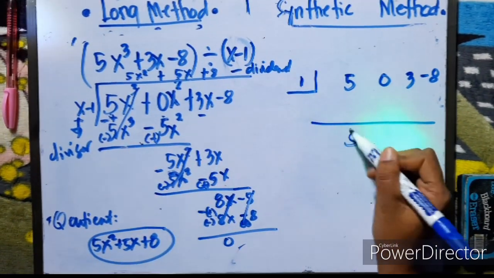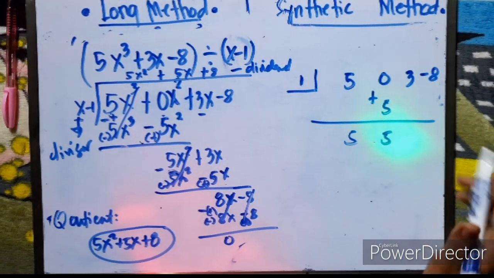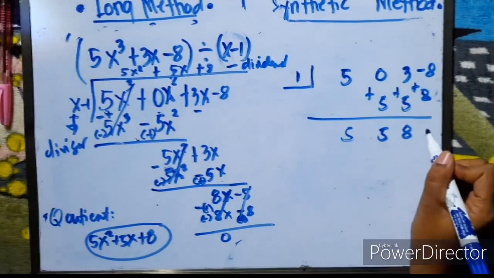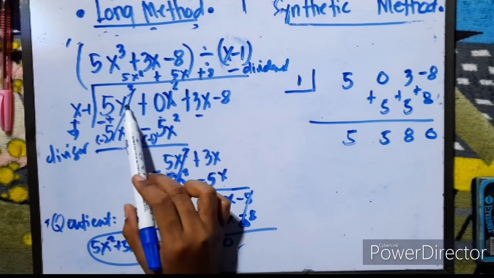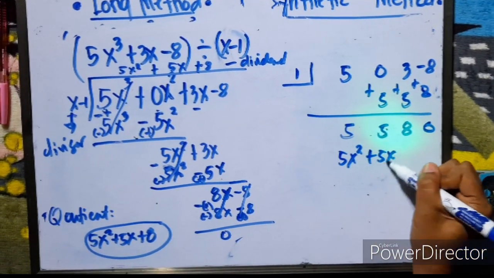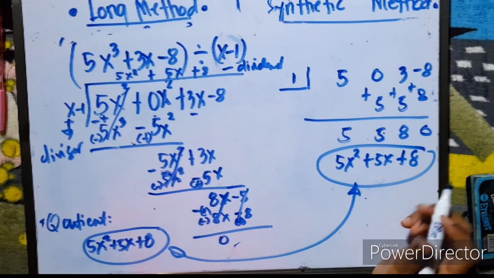Bring down 5. 5 times 1 is 5. Add 0 plus 5 is 5. 5 times 1 again, that is equal to 5. Add, that is 8. 8 times 1 is positive 8. Add again, that is 0. Ang atong highest power kay x cubed, so ang pares ni 5 is 5x squared plus 5x plus 8. Okay? We arrive at the same quotient.